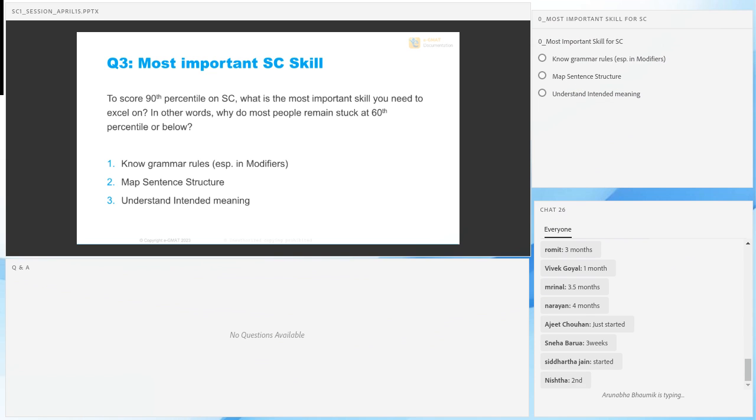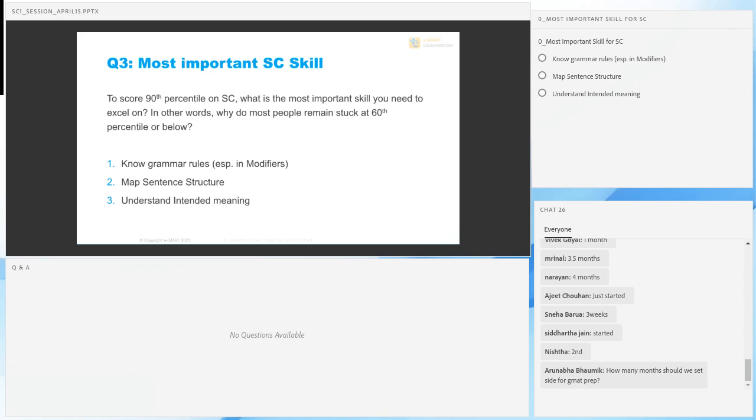What is the most important sentence correction skill? That is your next question. What I want you to think about is, if people are stuck at 60th percentile or below, why do you think people are stuck there? That is what I want you to answer. All right, so let's get some more responses here.